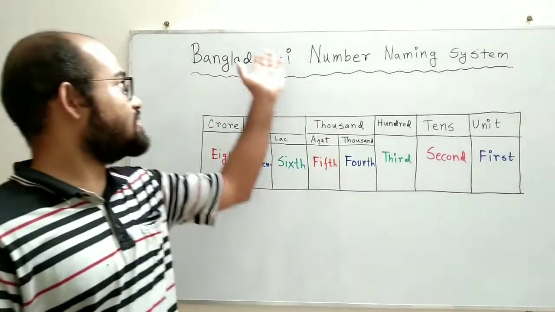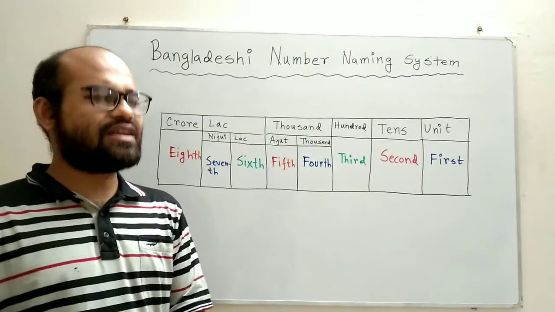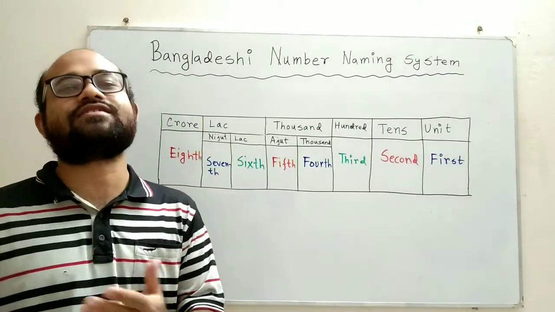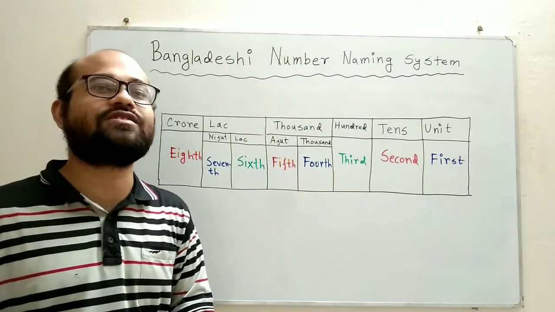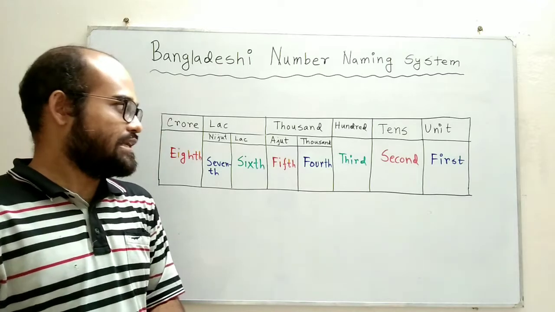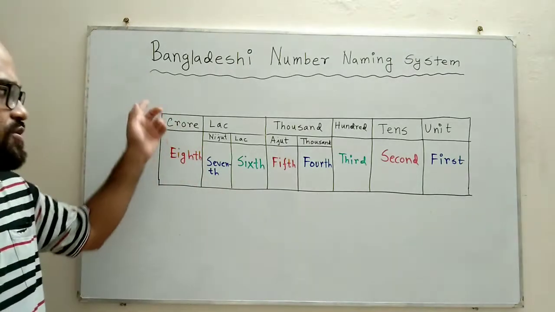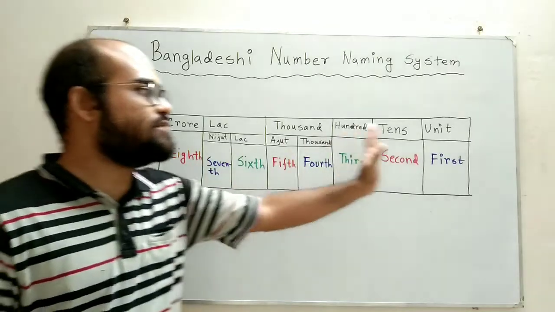So, as you can see on the board, today we will be discussing the traditional number naming system. And by traditional I mean the number naming system that is used in my native country or home country, which is Bangladesh. Now, as you can see, the number naming system has been depicted in our table.